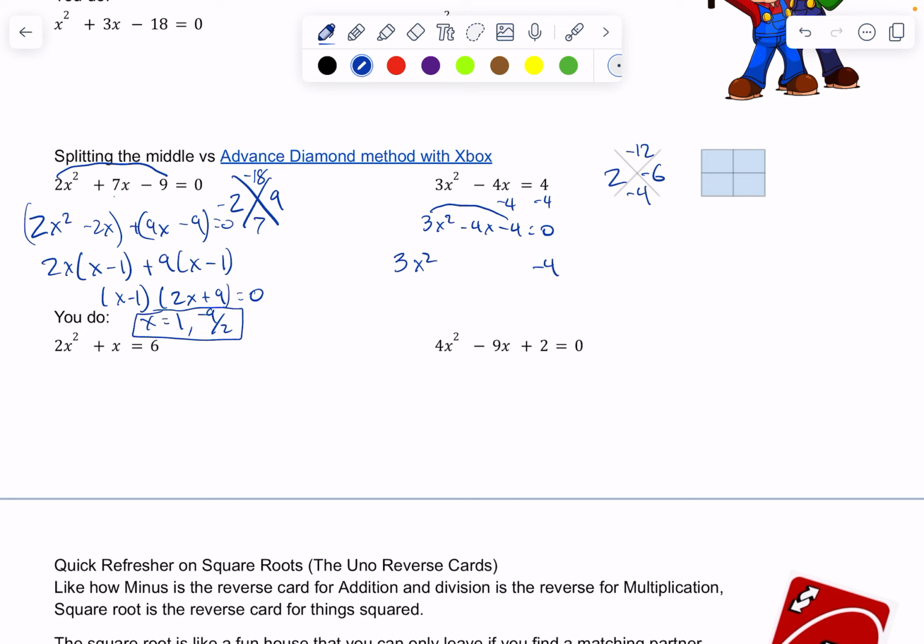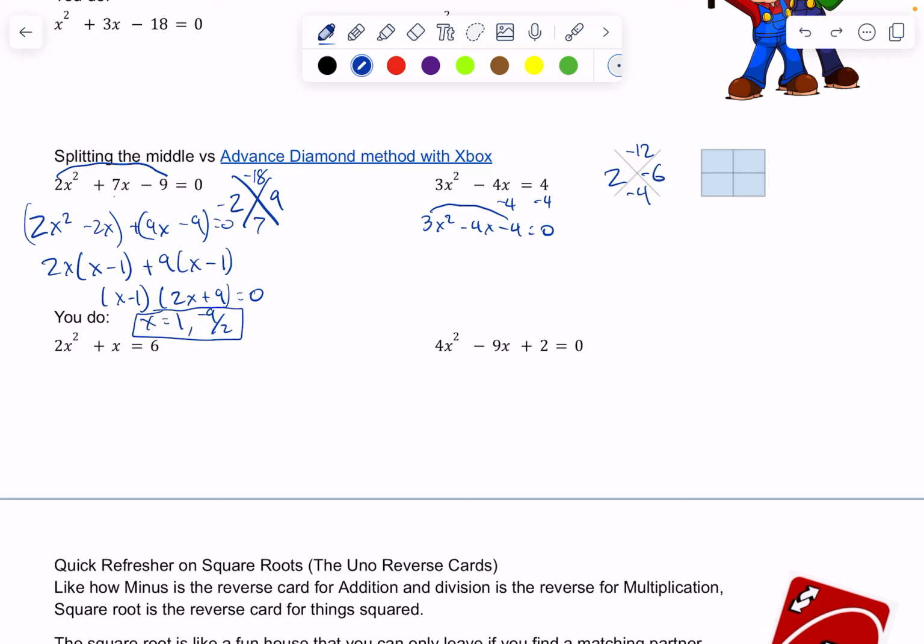Give yourself space in the middle. I'm going to put the negative 6x over here. Oh, that's if you're splitting in the middle. I'm actually doing the Xbox method. So given this information, now plug in what you know.